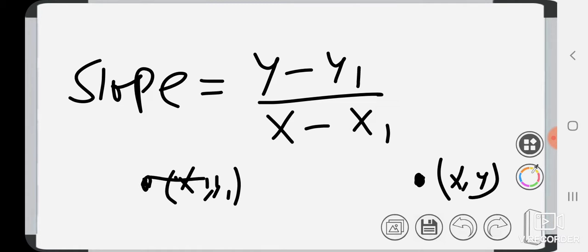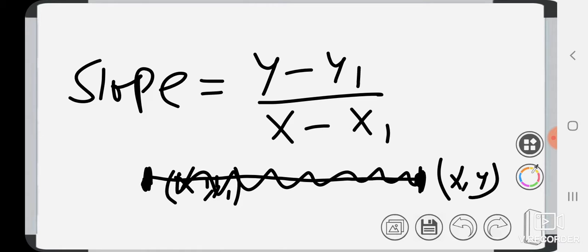Now suppose something is there, and from this point to this point is the change. This is the slope. What is the slope? The change of the y-axis. What is the change of the y-axis? I'm just showing you in a very practical manner. This was not in a practical manner. Now I'm showing you in a practical manner.